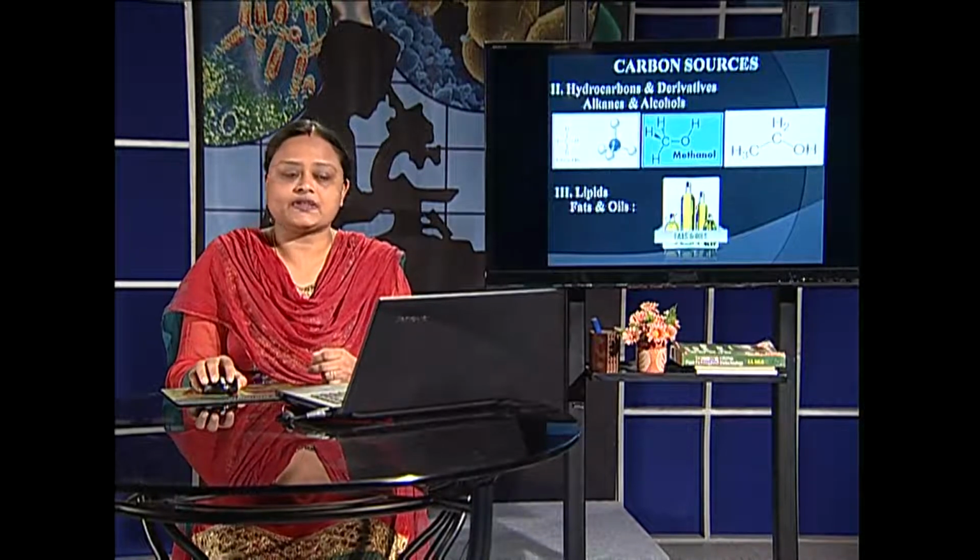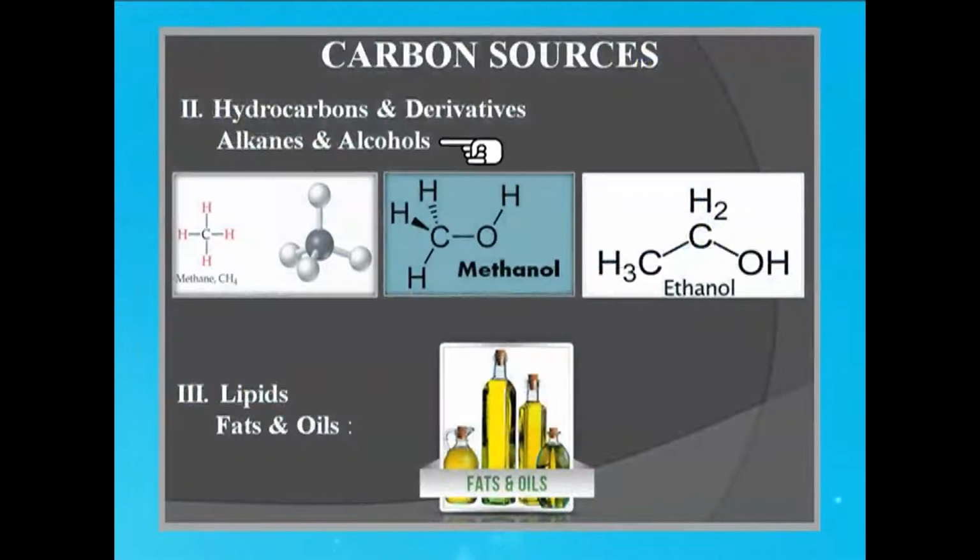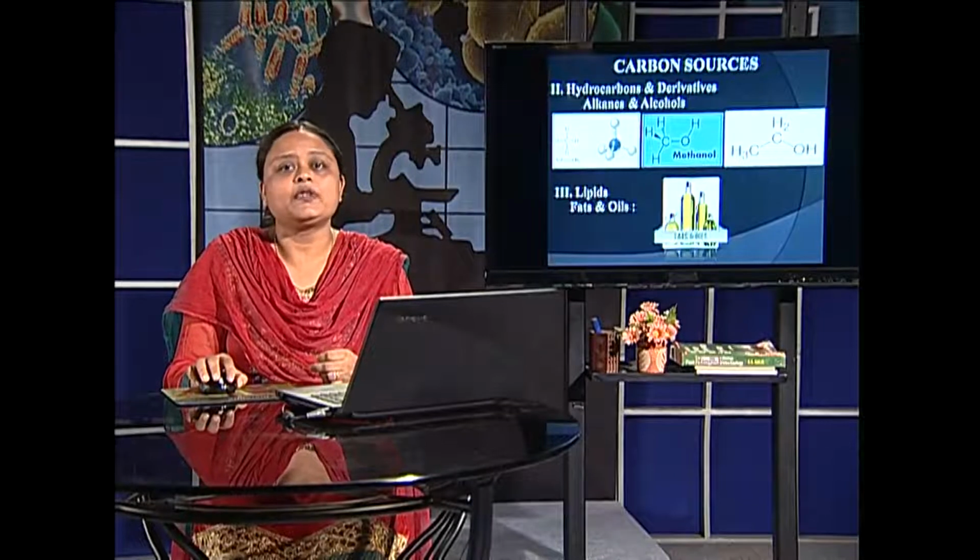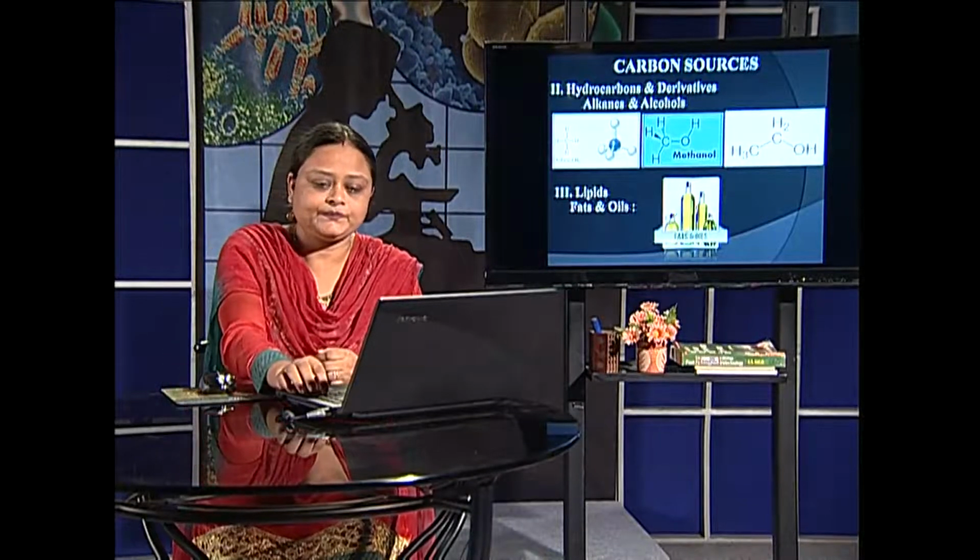Other carbon sources include alkanes and alcohols, beginning from methane but may be toxic at times, methanol also may be toxic at times, and ethanol is very commonly used to produce vinegar or other acetic acids. Then we can also go for lipids, that is fats and oils, which can be used. These are important because if we want to use a little quantity and get more energy, fats and oils are the choice. So they go very well with fed batch fermentations.